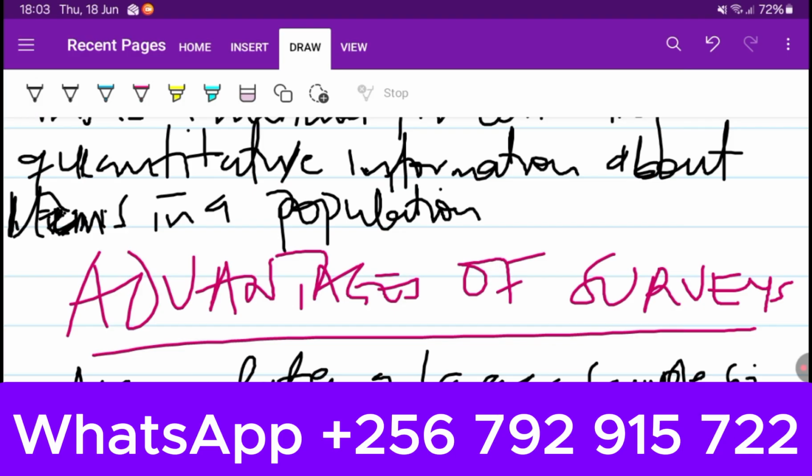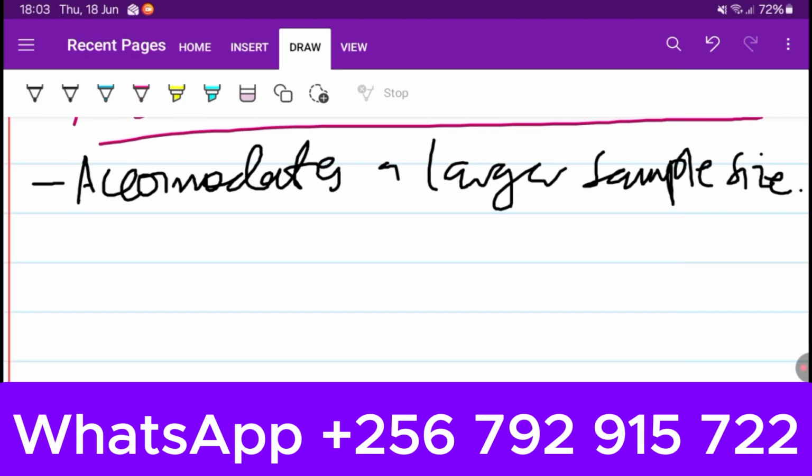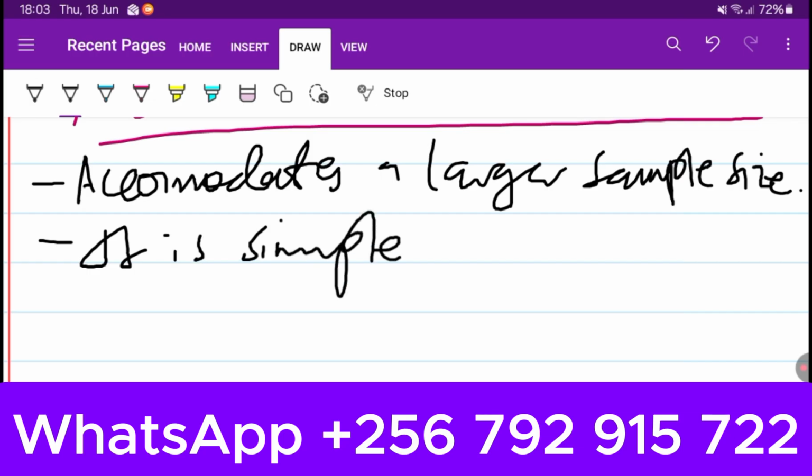Then the other one, it is also simple. It is very simple to conduct, because you can just give out a link, maybe on different WhatsApp groups, or on your social media platforms, and people follow up and comment about how they are finding the product, or how they are finding their customer experience, or even rating their products and all that. It is very simple.